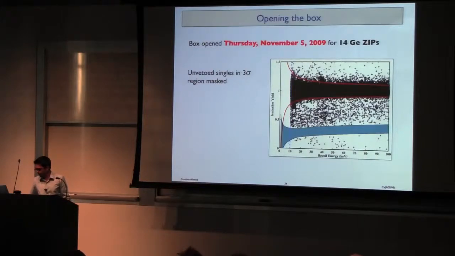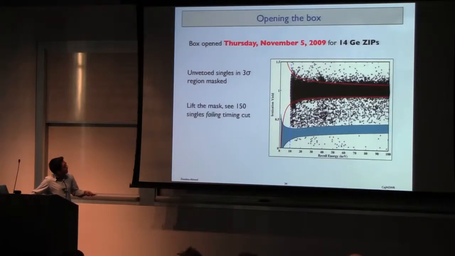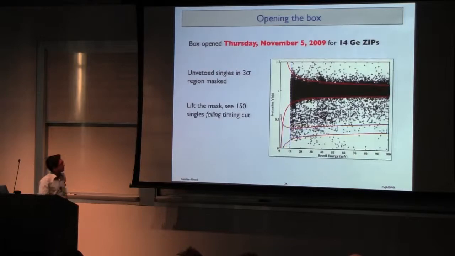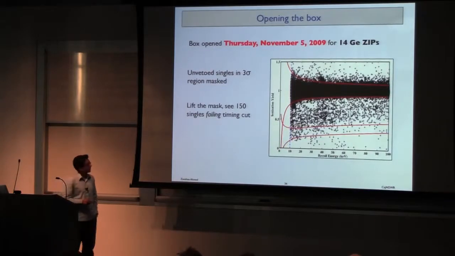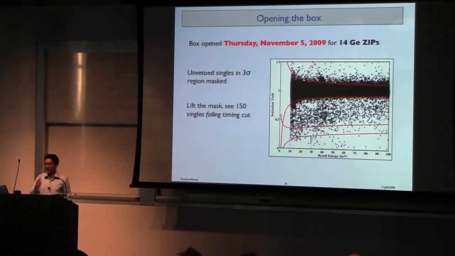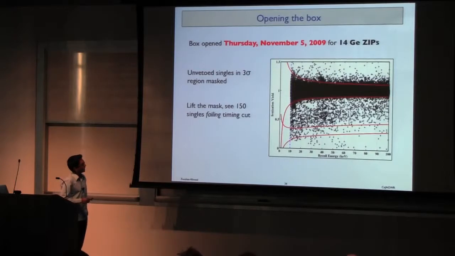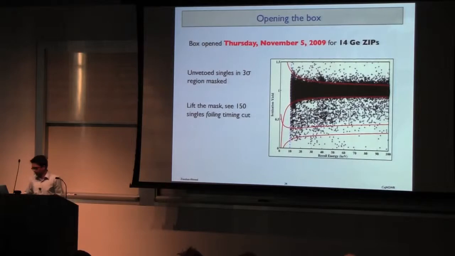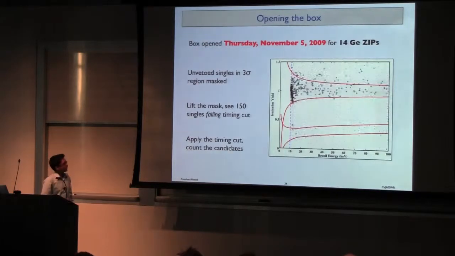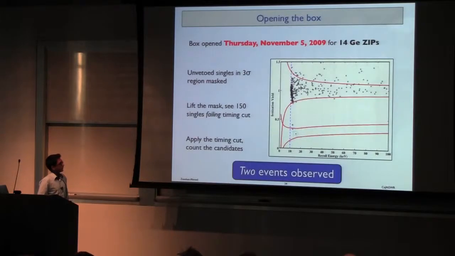So first, we lift the mask and look at the events failing the timing cut. So we get these counts. Events that pass the timing cut are candidate events. The ones that fail are not, and we see 150 of them, and that's consistent with our expectations. Then we go ahead and apply the timing cut, and here's what we get. We see 2 events.